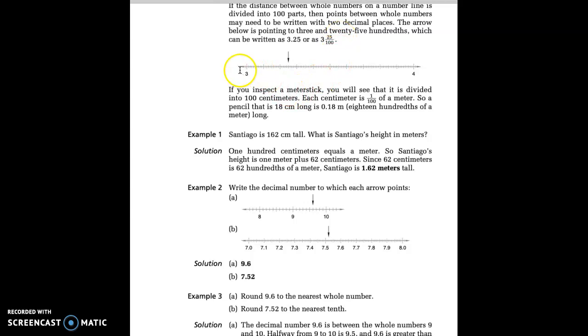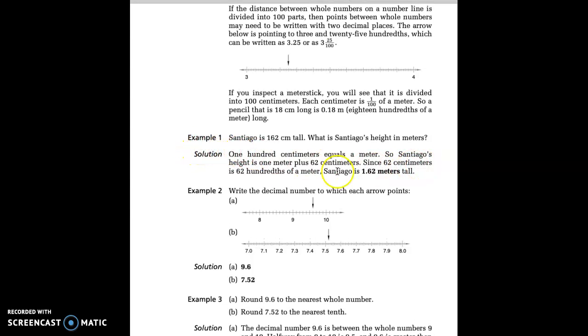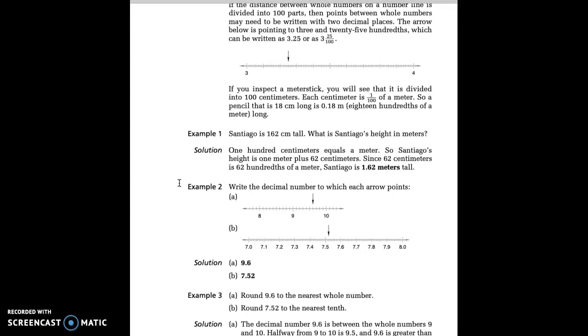So a meter stick is divided into 100 centimeters, and each centimeter is 1/100th of a meter. So a pencil that is 18 centimeters long is 18/100ths of a meter long. So let's use that same reasoning to do example 1. It says Santiago is 162 centimeters tall. What is Santiago's height in meters? Well, we know that 100 centimeters equals 1 meter. So Santiago's height is 1 meter plus 62 centimeters. Since 62 centimeters is 62/100ths of a meter, Santiago is 1 and 62/100ths meters tall.